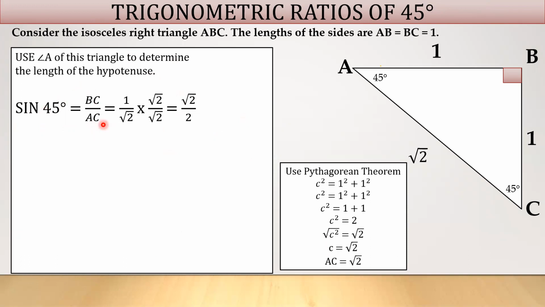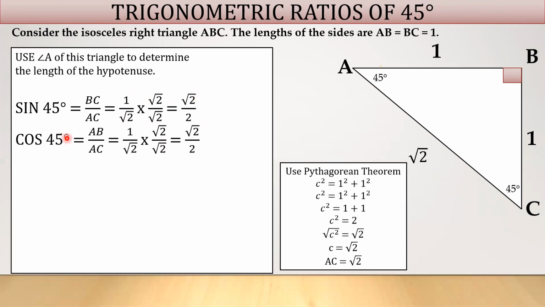Doon nang galing itong BC over AC sa SO. No? So, sin 45 is equal to BC over AC. Let's substitute the given. That would be 1 over the square root of 2. Let's rationalize. Multiply square root of 2 to the numerator and denominator. 1 times the square root of 2 is equal to square root of 2. And square root of 2 times the square root of 2 is equal to square root of 4. And the square root of 4 is 2. That's why for sin 45, we have square root of 2 over 2.